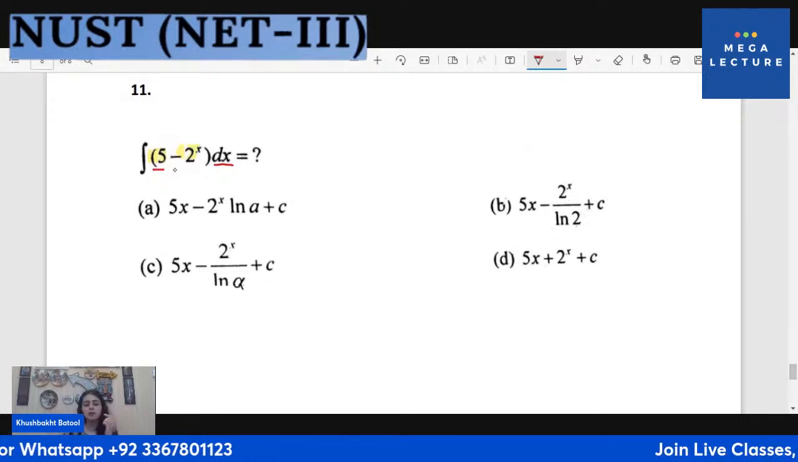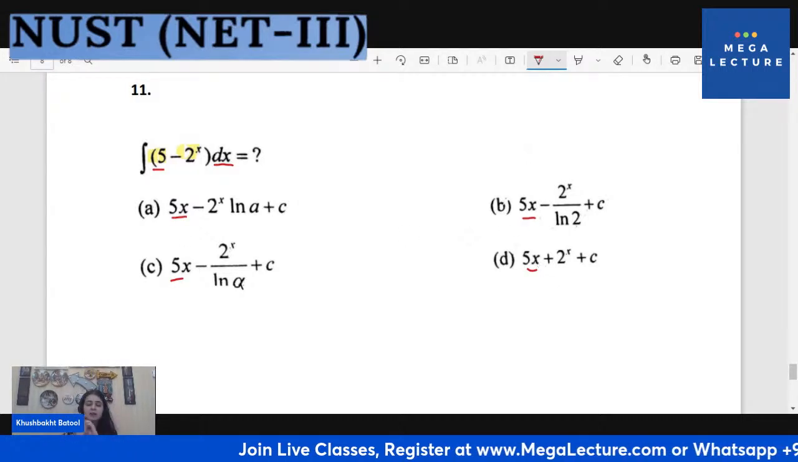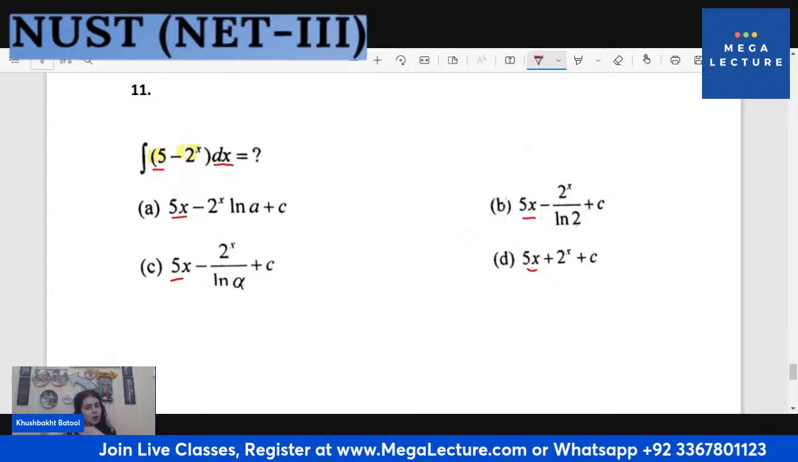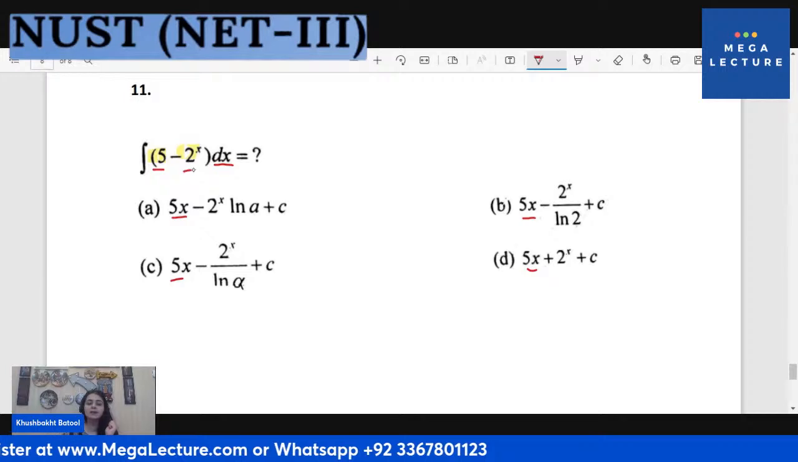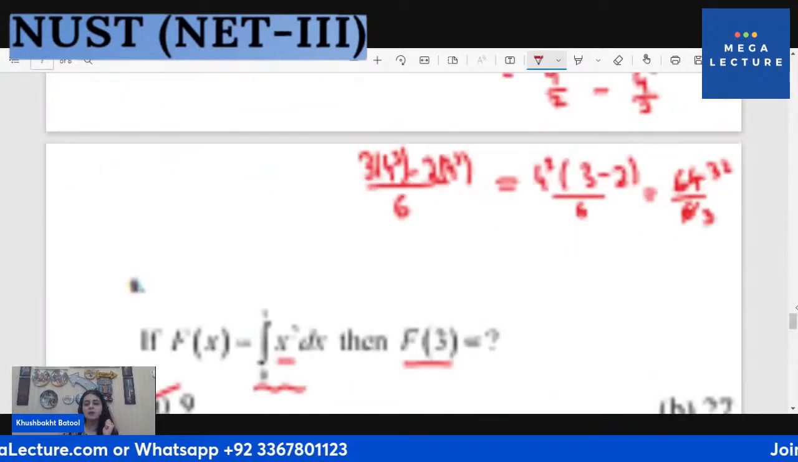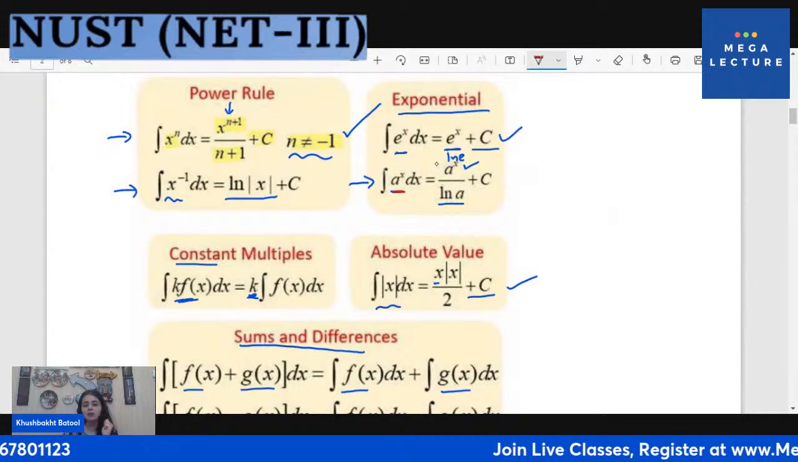So the integral of 5 would be 5x. I have 5x in all the options. So just because of this 5x, I'm not able to cancel out any wrong answer or choose any right answer, right? It is there in every option. How do we integrate 2 power x? This is something we have discussed in the very beginning. So when you have a power x, you write it down as a power x divided by ln a.